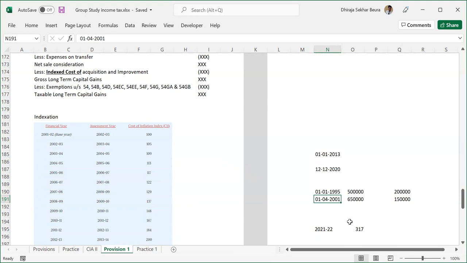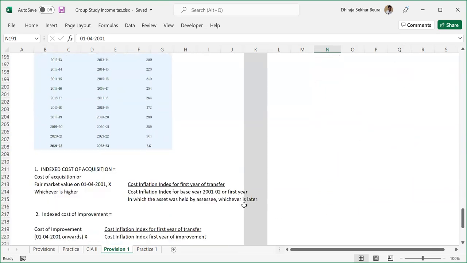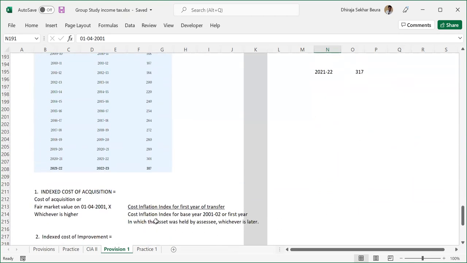Yes. So anytime your asset is purchased before the base year, number one change is your cost or fair market value on 1/4/2001, whichever is higher, you will be taking. And the cost inflation index, the division part, you will take for the base year only, which is 100. Now we will see that in the formula also. It says into cost inflation index for the first year of transfer, that is the year of transfer, which is 317 in our small example. The division part is cost inflation index of the base year.